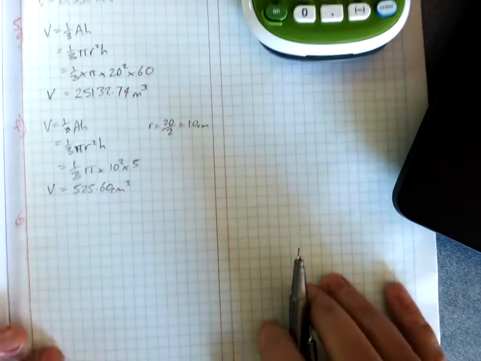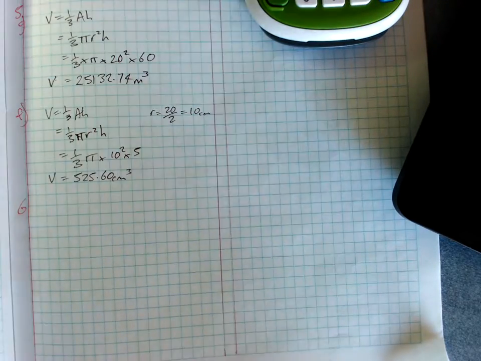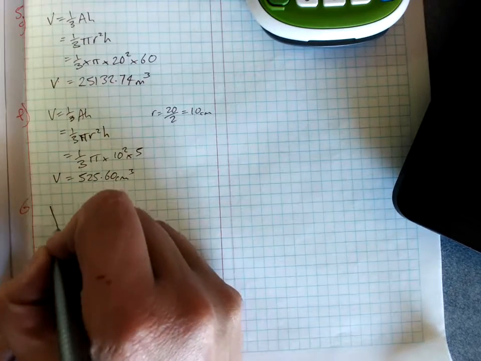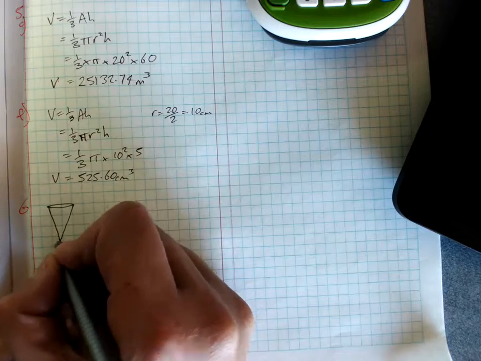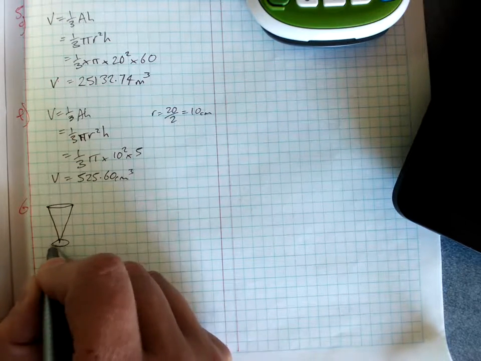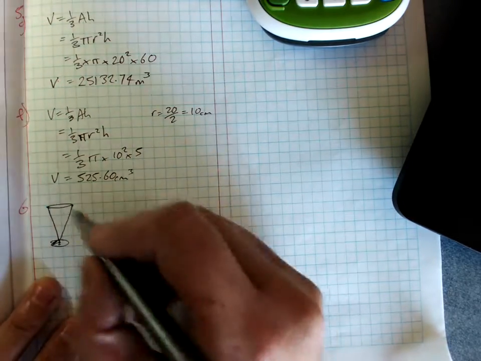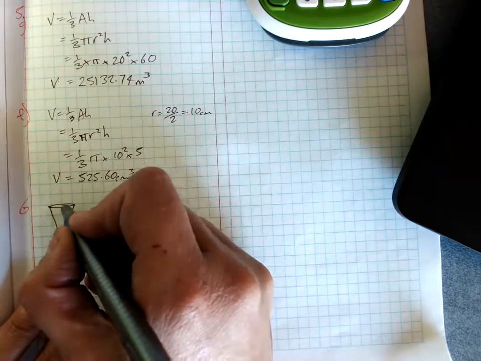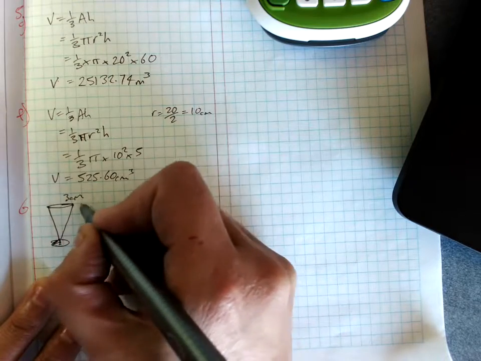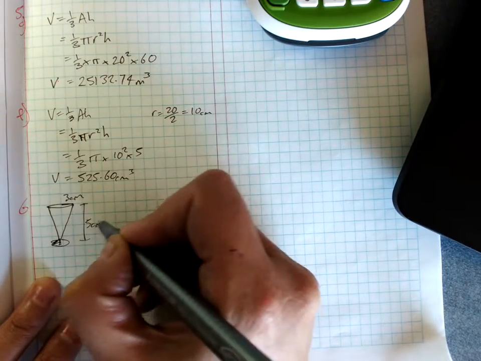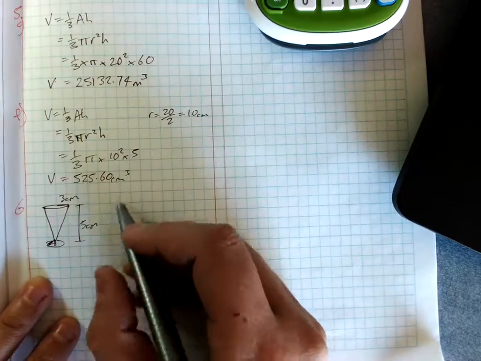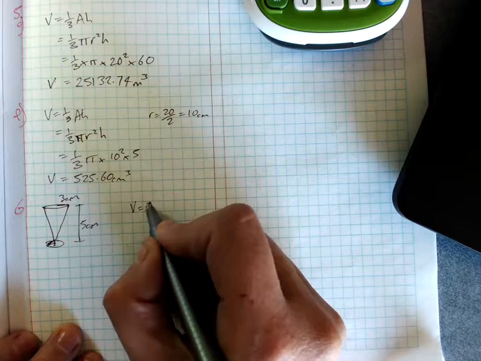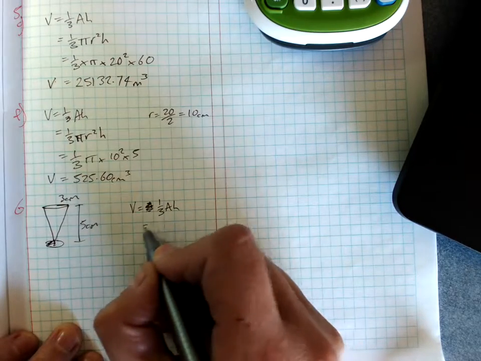Question 6. A medicine cup is in the shape of a cone. They haven't given me a diagram, we better draw one. You don't need to add the cute little thing that it stands on here, just draw the cone. Radius of 3 centimetres, height of 5 centimetres. Capacity in millilitres means we start by finding the volume in centimetres cubed. Oops, 1/3.